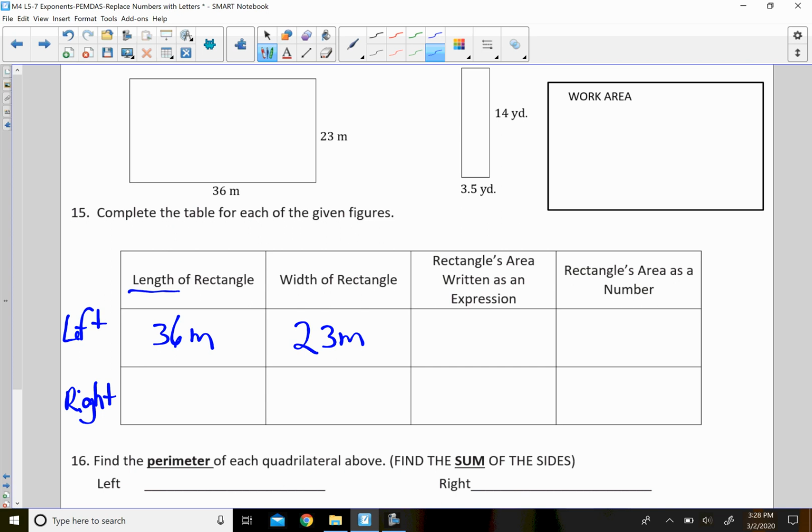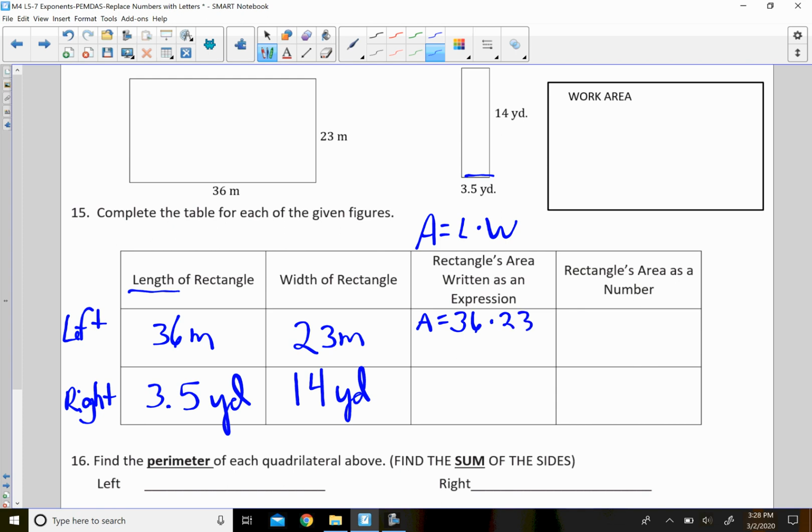And for the one on the right, the length is 3 5/10, while the width is 14. And I need to label that as yards for each of those. Those are my units. So the area of a rectangle is going to be length times width. So for the one on the left, the area will be 36 times 23. Now I encourage you to pause the video and to figure out this answer before you check in with me.